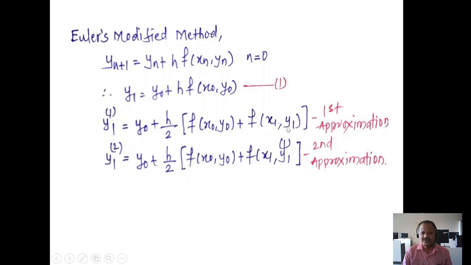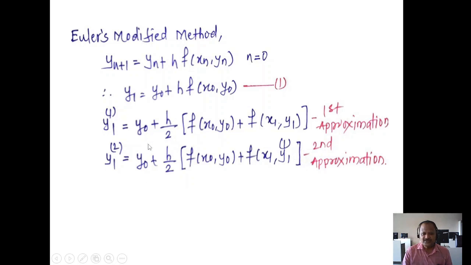This y1 we have to calculate from the above formula of Euler's method. y1 second approximation is equal to y0 plus h upon 2 into bracket f of x0 comma y0 plus f of x1 comma y1. So, we have to take here the new value of y1 from the first approximation.